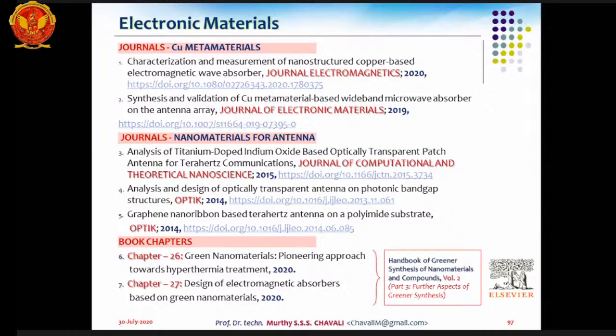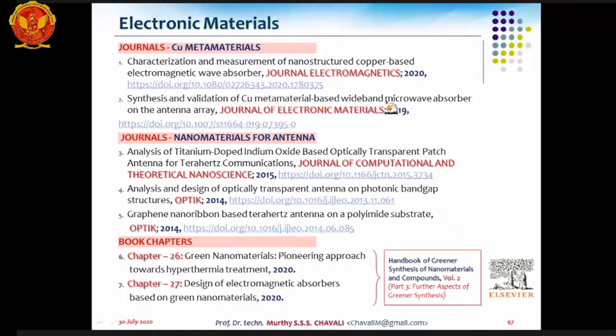And some of the publications that we have in electronic materials, for example, copper metamaterials, which we prepared by taking some of the Vedic leaflets. From these, we prepared this metamaterial. This has been applied as a web browser, and it has been published in Electromagnetics very recently.